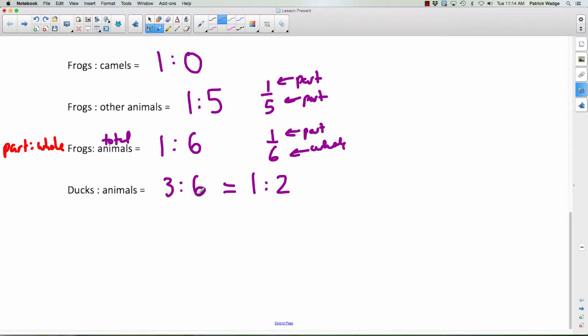And don't divide them by 1. It doesn't make a difference. If I divide 3 by 1, I still have 3. It doesn't make any difference. Can I divide them both by 2? No, because 3 divided by 2 is some decimal. It doesn't work. But if I divide them both by 3, it'll work. 3 divided by 3 is 1. 6 divided by 3 is 2. So we've now put it in lowest terms.